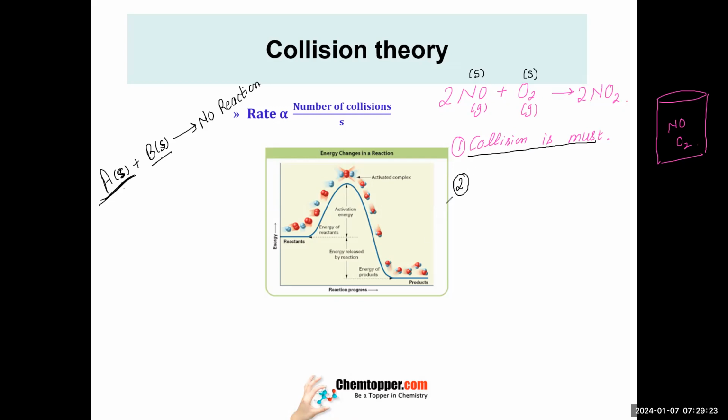Second, when they are colliding, now look at this NO and O2. If you look at the Lewis dot structure of these molecules, they are chemically bonded like this. These are the reactants. So when they collide, during the collision, they should have a sufficient amount of energy to break the bonds. Bonds will break, right? All the bonds of the reactants will break.